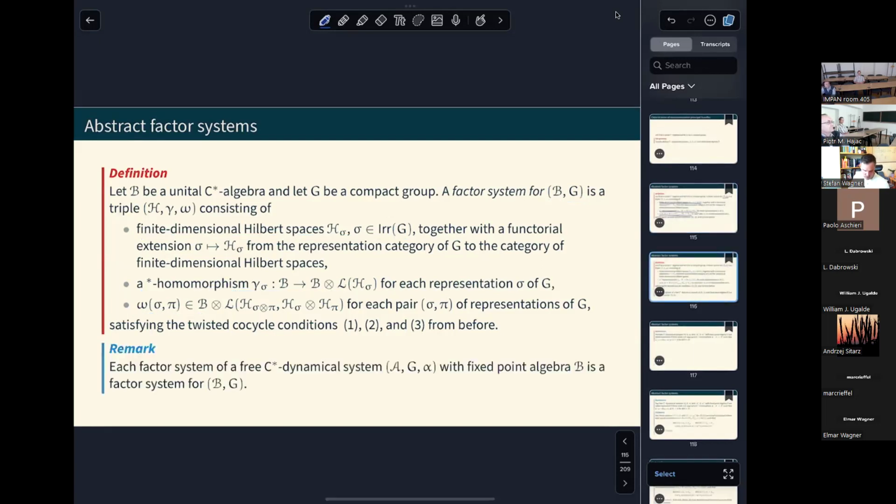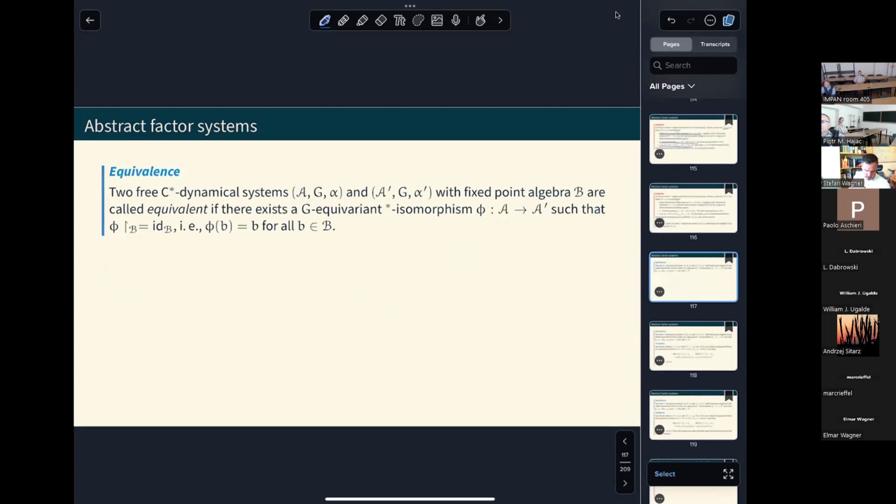And a remark, of course: each factor system of a free C-star system is an abstract factor system, just like in the case of group extensions. Here we also need a notion of comparing factor systems and C-star systems. Two free C-star systems with fixed point algebra B are called equivalent if there's a G-equivariant isomorphism that is the identity on B.